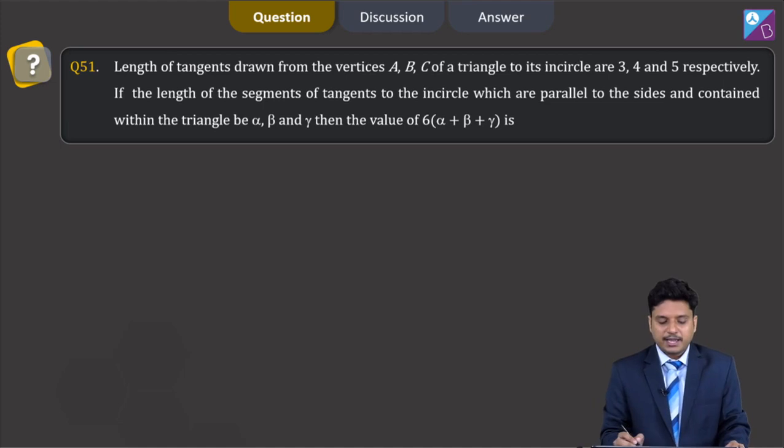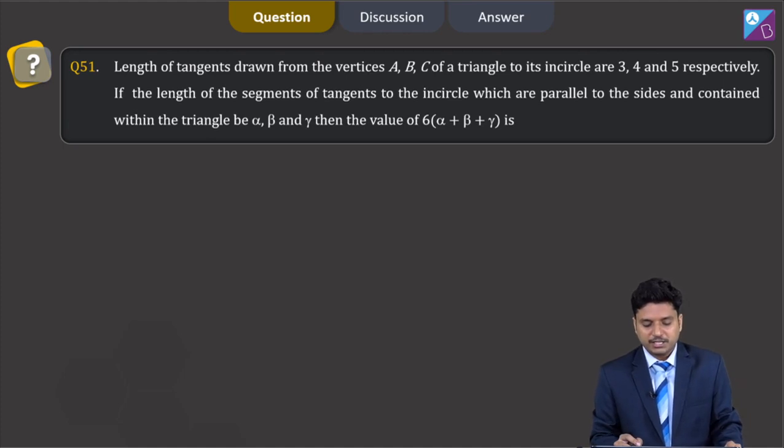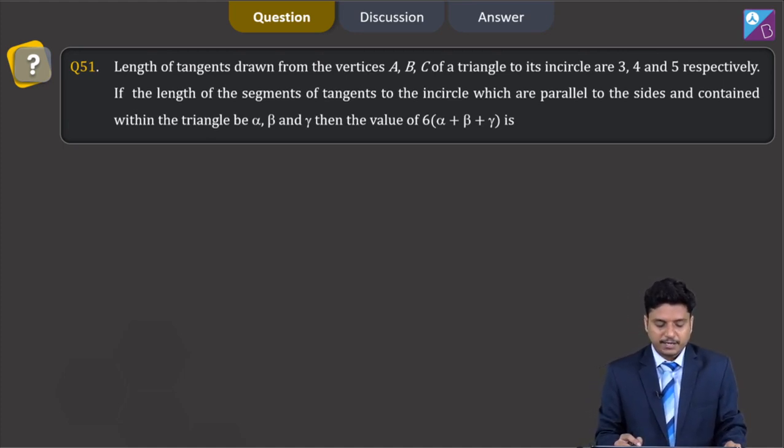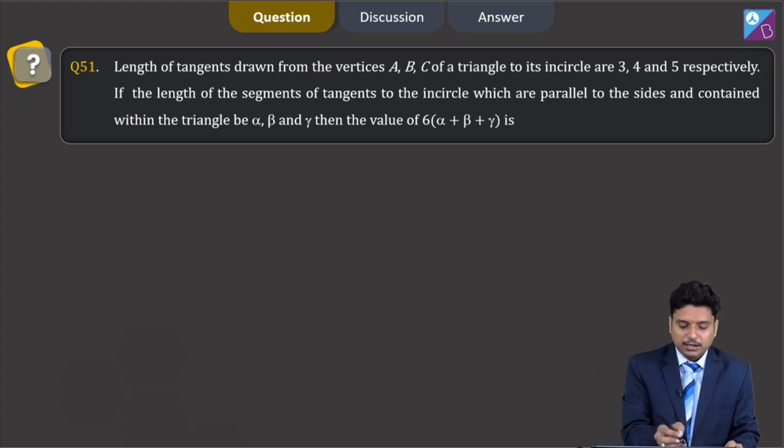Next question, again it is coming from geometry, or you can say solution of triangle. Length of tangents drawn from vertices A, B, C of a triangle to its incircle are 3, 4, 5 respectively. If the lengths of segments of tangents to the incircle which are parallel to the sides and contained within the triangle are alpha, beta and gamma, then we have to find 6 times alpha plus beta plus gamma.